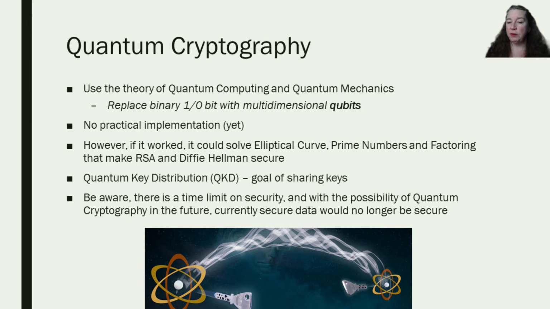However, we are trying, which means if it works, if we can find a practical implementation of qubits of quantum computing, it would be very easy to solve the logarithmic problems of elliptical curves or the prime number factoring of RSA and Diffie-Hellman, which means you always want to be aware of the fact that there may be a time limit on security. Just because we're using RSA today doesn't mean that RSA will always be secure in the future. Keep an eye on your data and make sure that your currently secured data will still be secure in the future based on whatever happens to happen with quantum cryptography and/or simply advances in computing power.